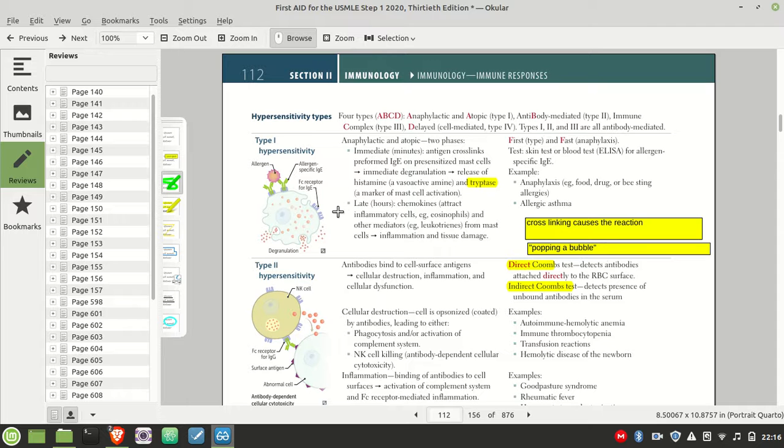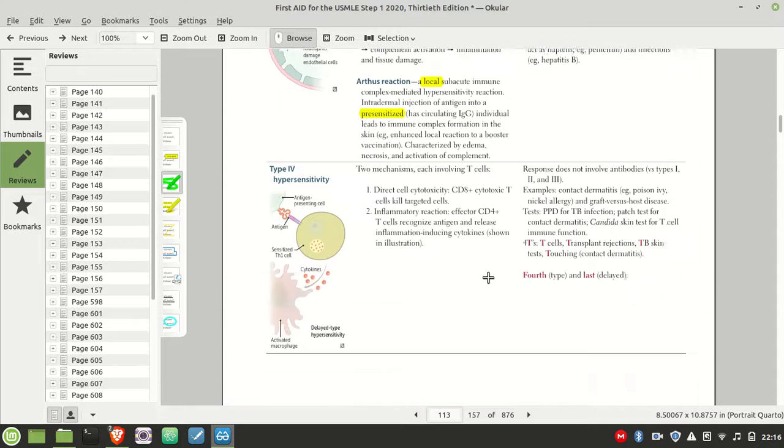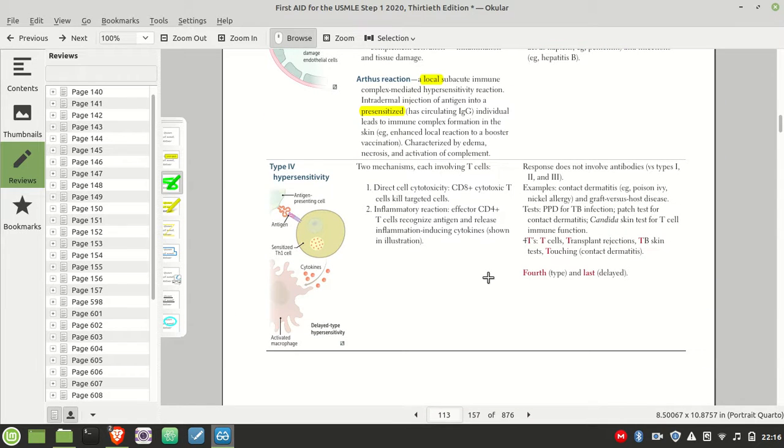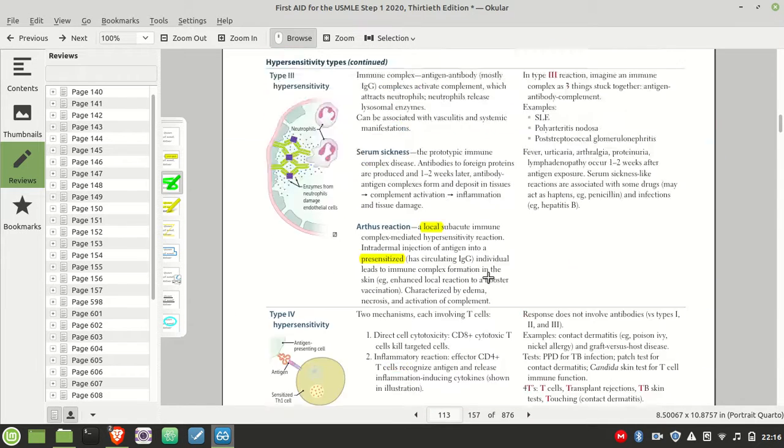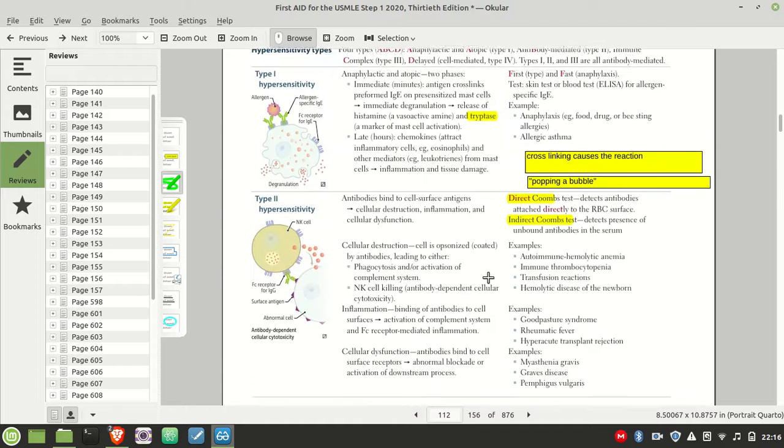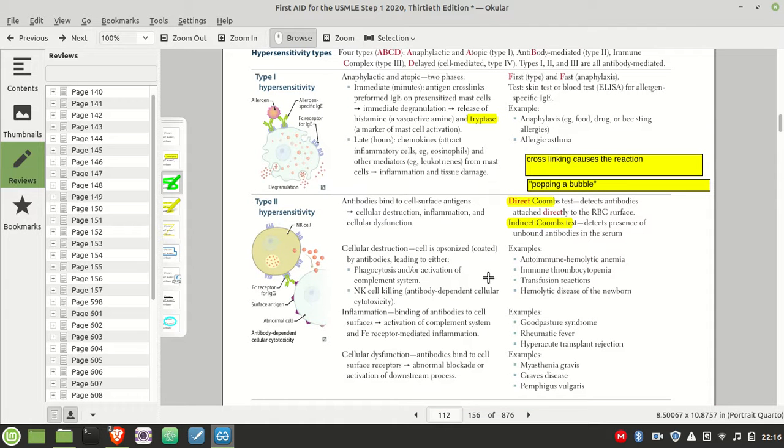My friends, this is so high yield. Hypersensitivity reactions. It's so high yield, you've got 2 pages worth of it. Okay. And of course you're going to have to remember all of these, but you don't have to remember them all by name. And I'm going to go through why. Actually, screw that. It's obvious why.